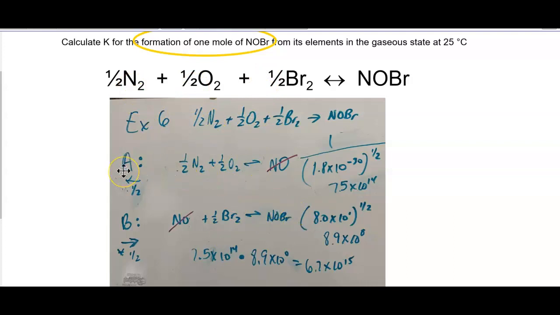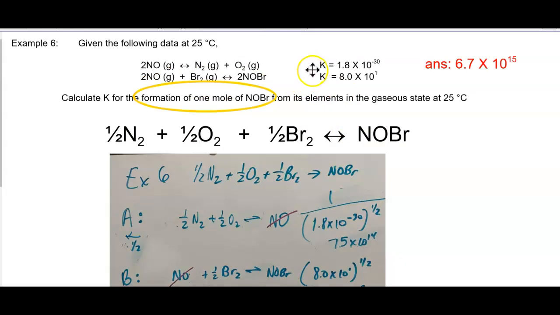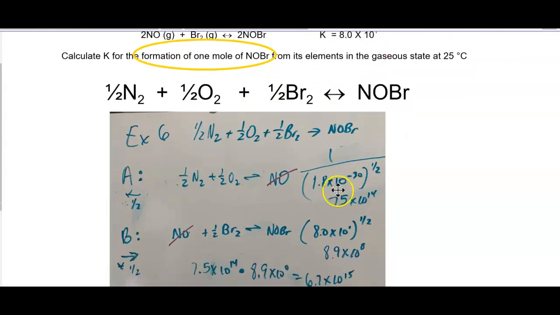So now I'm going to apply the rules to K. So it's 1 over 1.8, because remember that we knew K for A was 1.8 times 10 to the negative 30th. So 1.8 times 10 to the negative 30th to the half power. Why is it under 1? Because I reversed it. Why is it raised to the half power? Because I multiplied by the factor of a half. I get this value. Double check to make sure you can do this math to get this value.